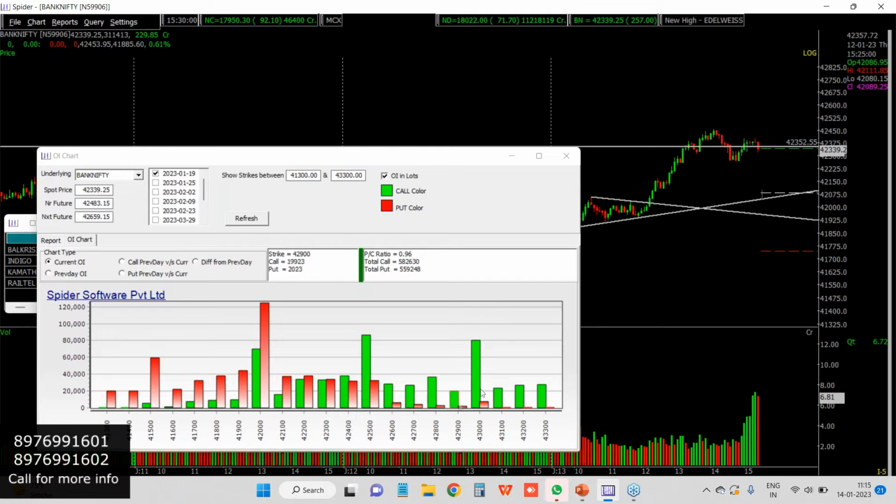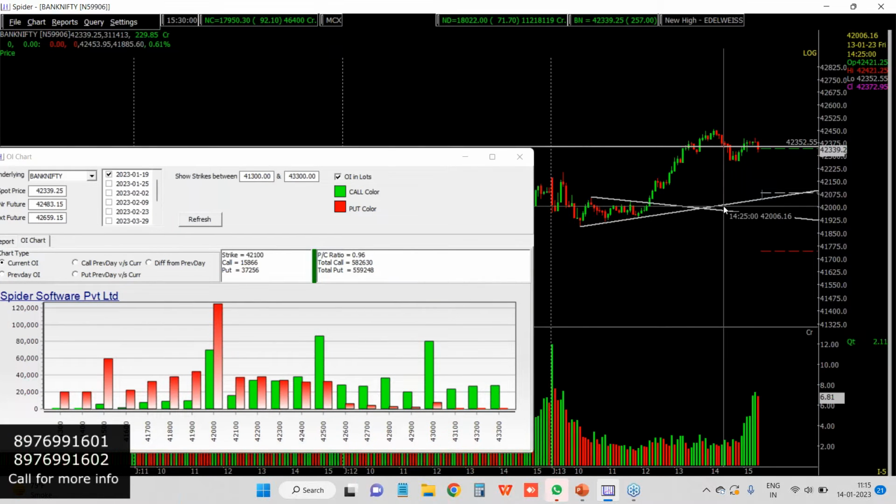As I already told you, this is the overall OI data from when the contract started. So you can see where the highest put OI is. It is at 42,000. And in the same strike price, you can see call OI as well. It is half as much as put writing. So what we expect from 42,000 is that it should act as a support level. Now let's see how it has acted.